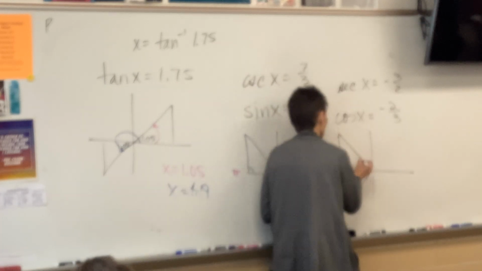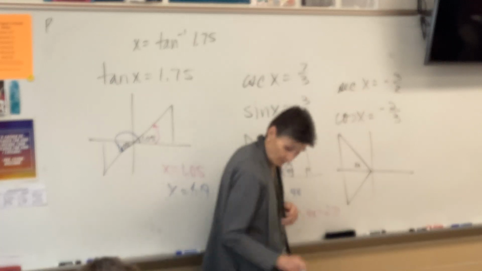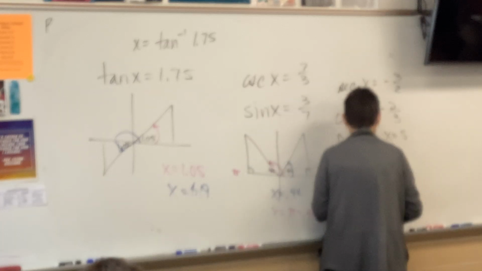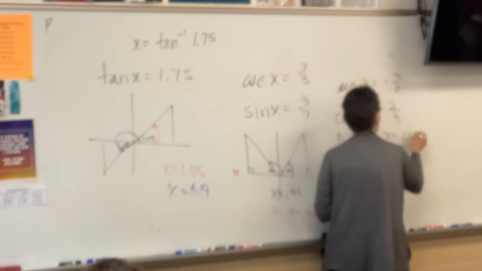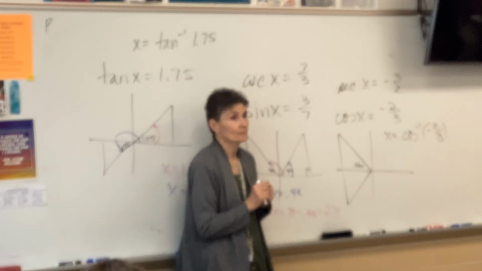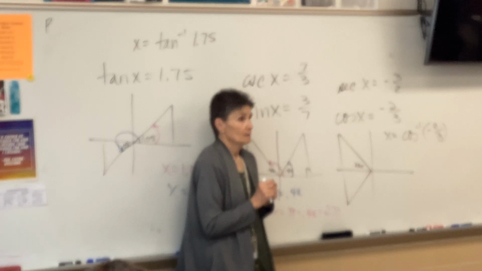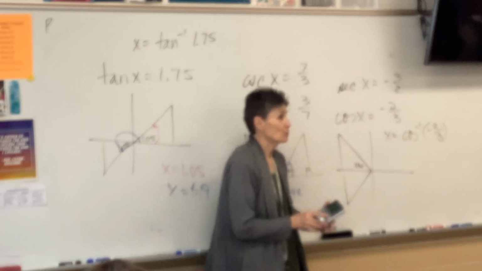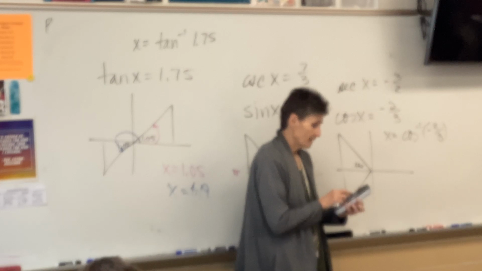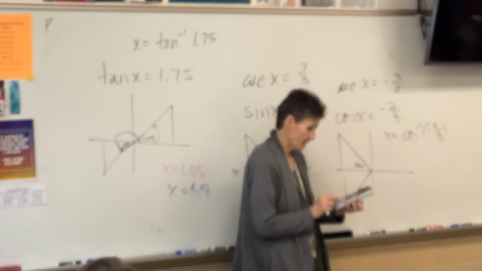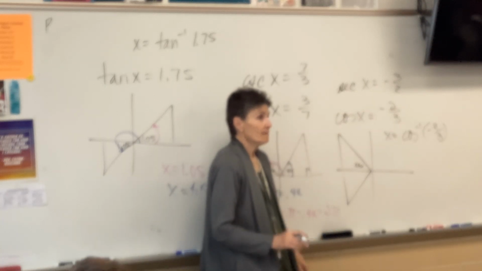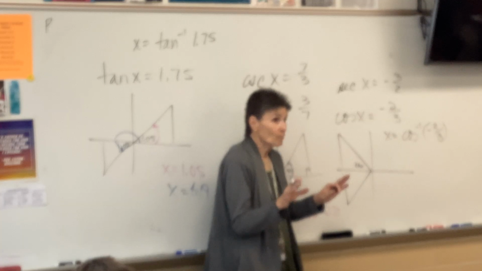This angle right here is not 2.30. When I type this in on my calculator, second cosine, I got 2.30. Did you? Okay. Here's what I want you to do. Change your calculator into degrees and redo the problem. Second cosine negative 2/3. Okay? You get 131?